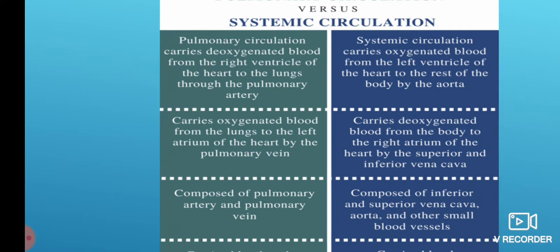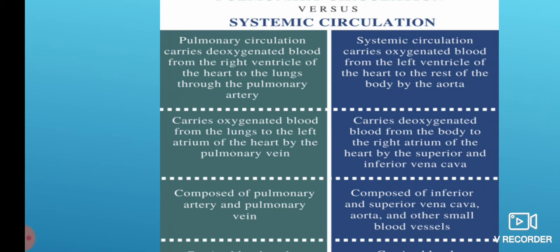Pulmonary circulation actually starts from the heart to the lung, then lung to the heart. But the systemic circulation is from the heart to different parts of the body, and again from different parts of the body to the heart. It's the basic concept of pulmonary circulation and systemic circulation. Here we can see the differences between the systemic and pulmonary circulation.